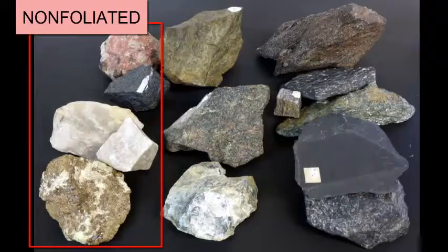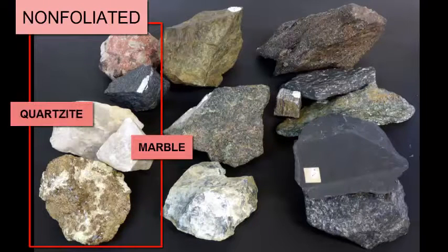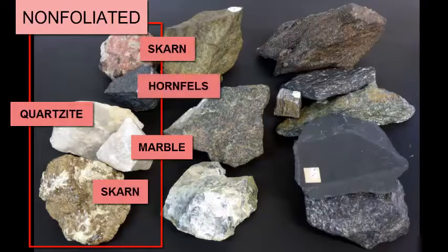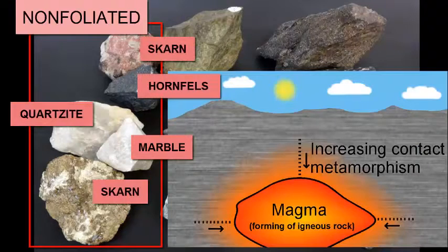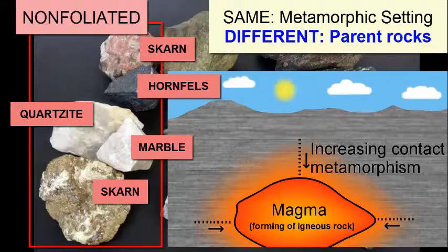Let's pause for a moment and review all our non-foliated rocks: marble, quartzite, skarn, and hornfels. All of these can form in a contact metamorphism setting, and each is transformed in that same setting to a different rock product, not because of different temperatures and pressures, but because the original parent rock differed.